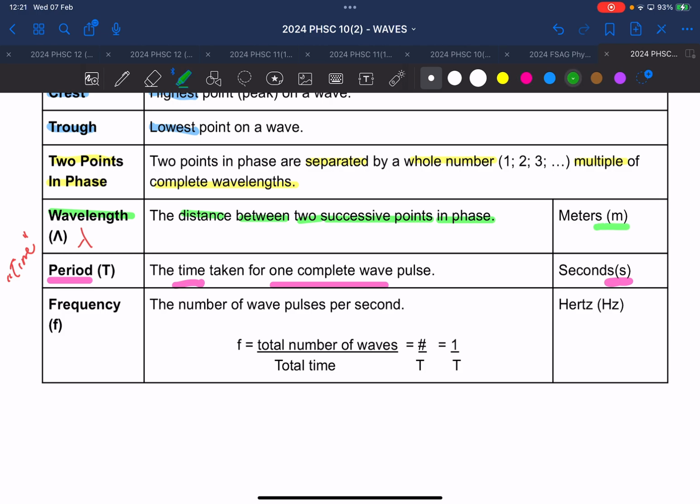Wavelength measured in meters. Right, then we have frequency. The symbol for that is a lowercase f. That is the number of wave pulses per second. Now, from now on until the day that you pass away one day, if you hear the word per, you must think of divide by. The word per is divide by.